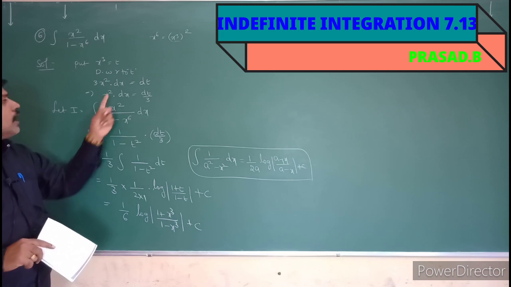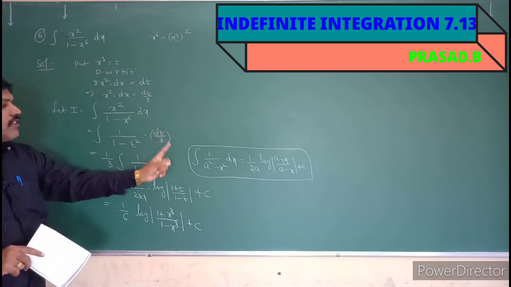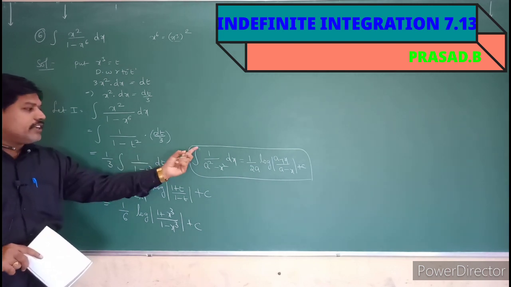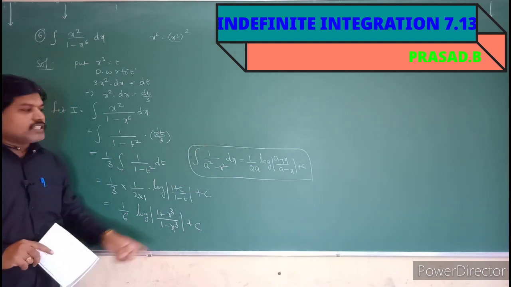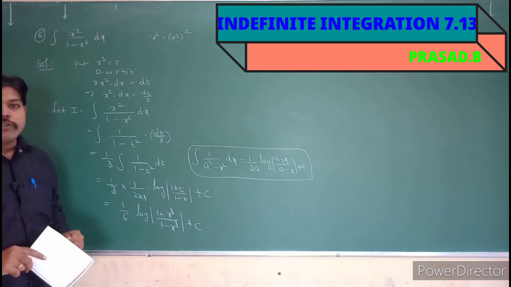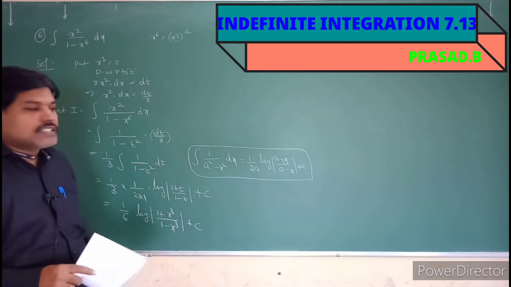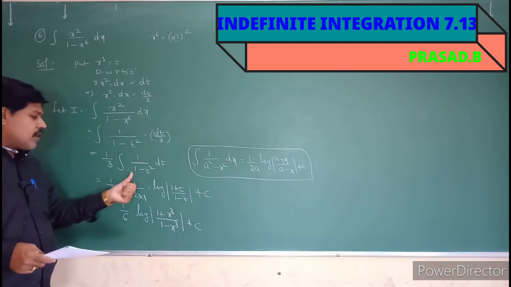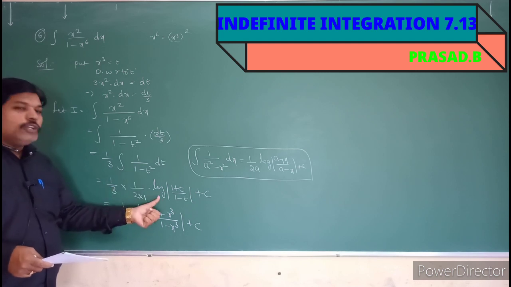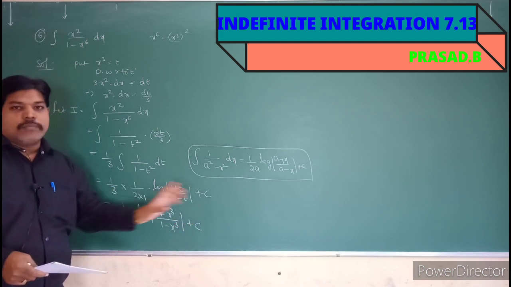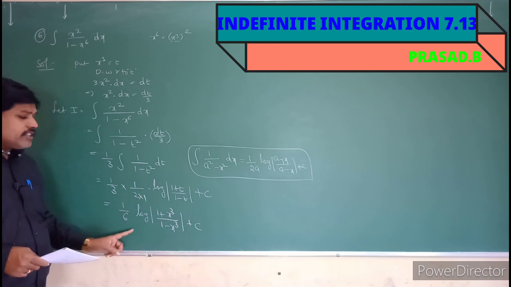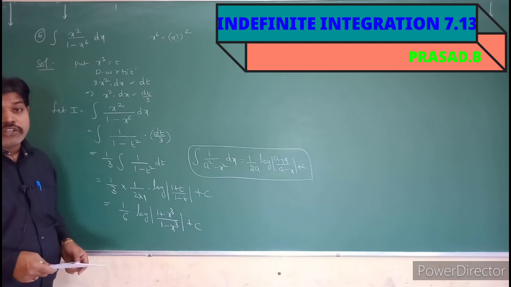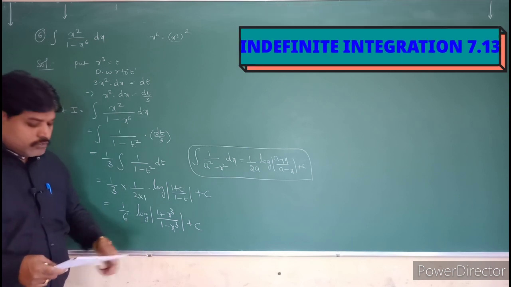So take the problem and replace x square into dx value with dt by 3 and 1 by 1 minus t square. It is in the form of integral of 1 by a square minus x square into dx. The formula is 1 by 2a into log of mod a plus x by a minus x plus c. So substitute that value: 1 by 3 into 1 by 2 into, a value is 1, into log of 1 plus t by 1 minus t plus c. So 1 by 6 into log of mod 1 plus x cube by 1 minus x cube plus c. Do you understand, students?